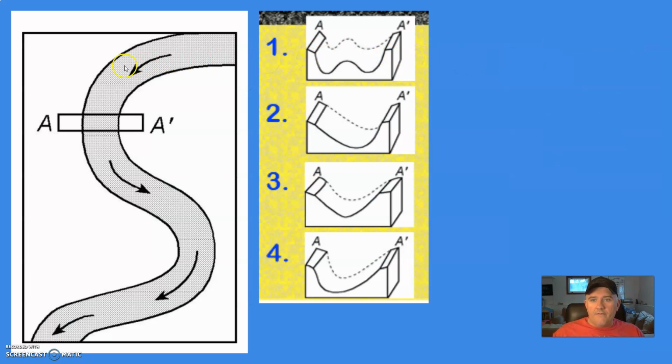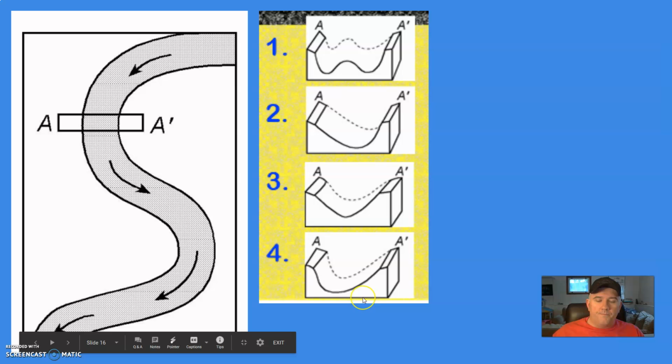Okay, so we have the same kind of question, just a different angle on it. A to A prime. We're looking at erosion on the outside, deposition on the inside. So that is going to be choice 4.